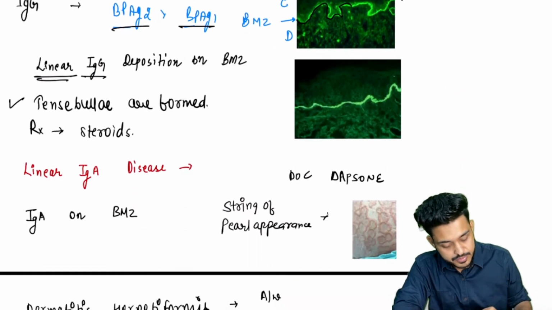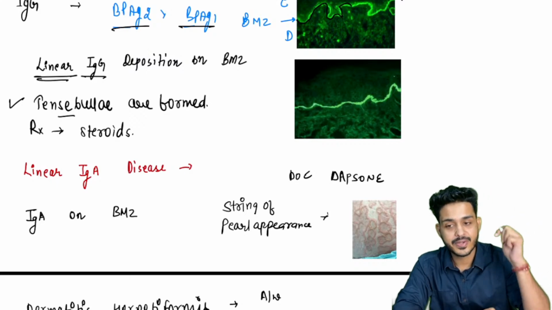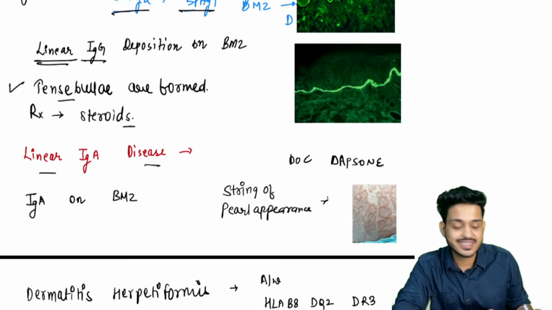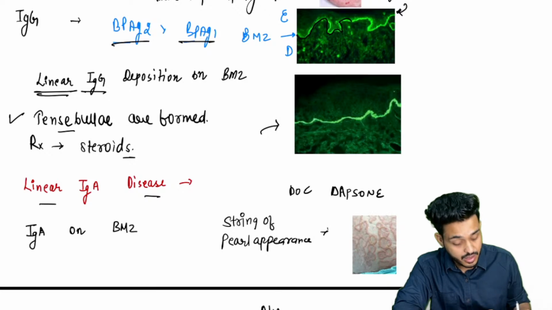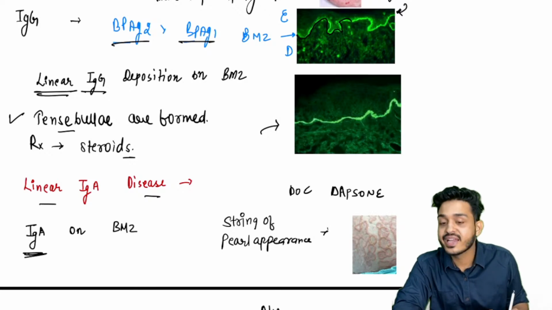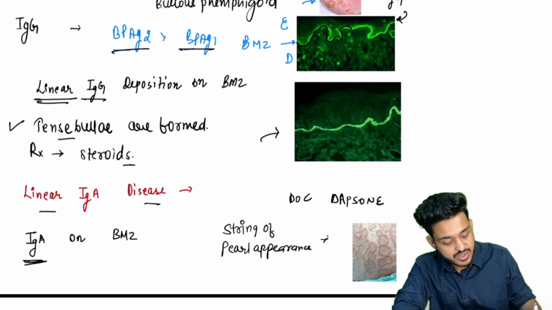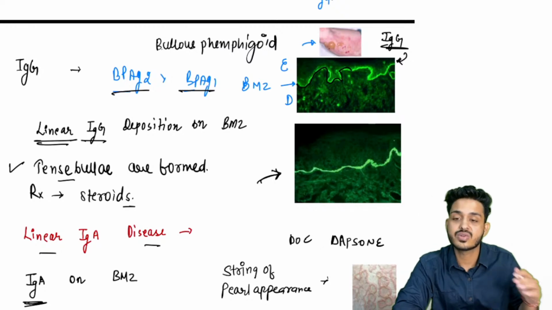Okay, so tense bulla, just remember tense bulla will be bullous pemphigoid. Okay, treatment will be steroids. Linear IgA disease, one more disease is there which will be showing such kind of immunofluorescent pattern. Here IgA will be deposited on the basement membrane zone. यहाँ पर कौन सी चीज़ डिपॉजिट हो रही है? IgA. यहाँ पर क्या डिपॉजिट हुआ था? IgG. That is what you need to remember.